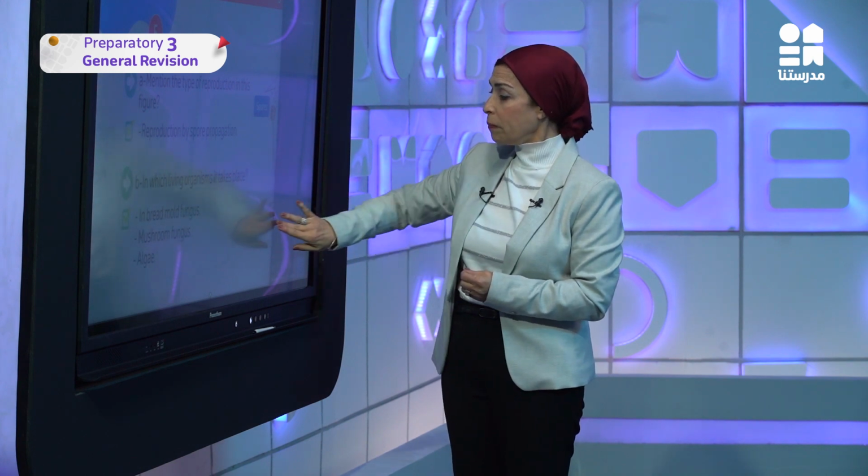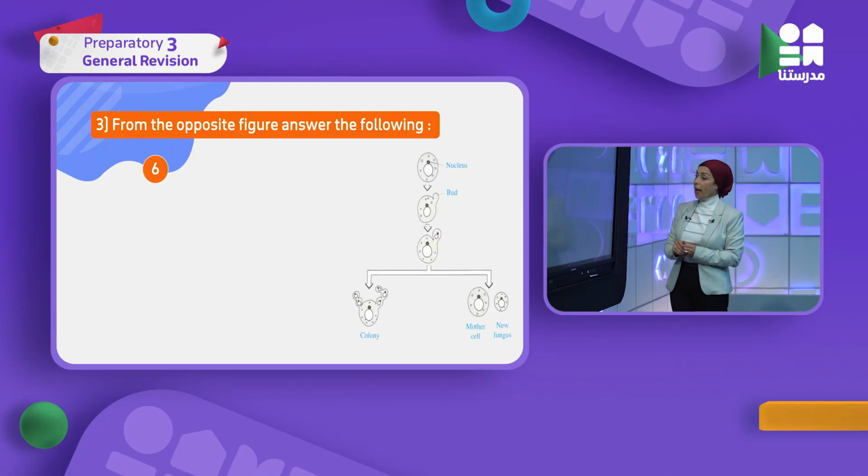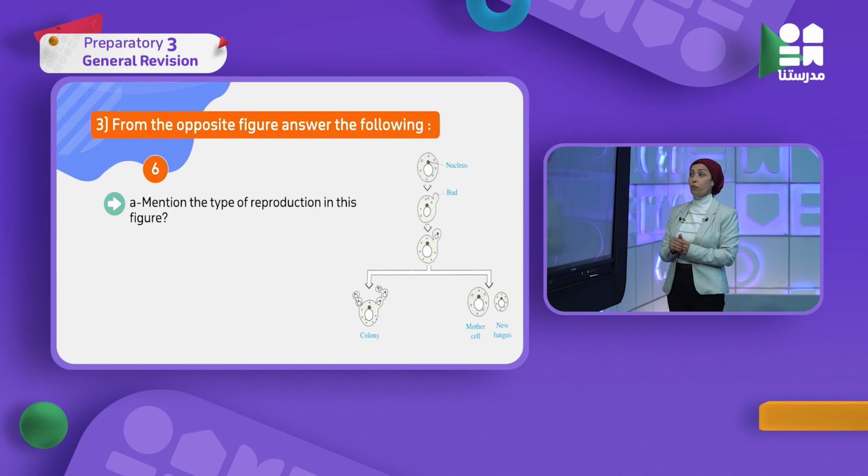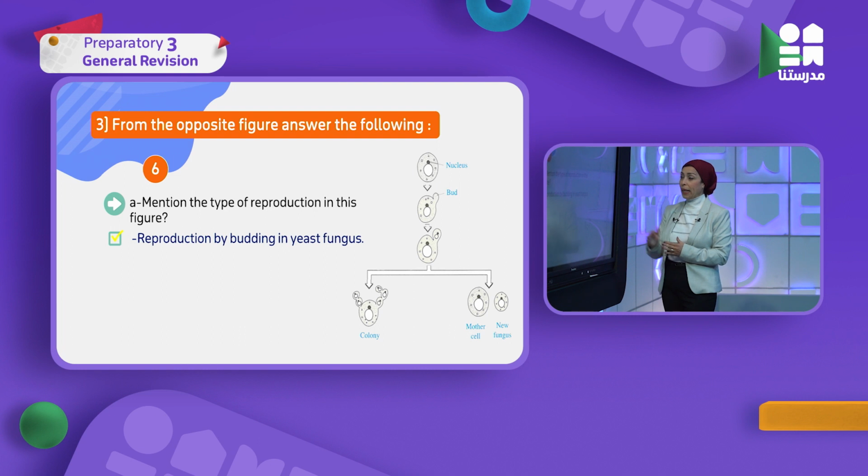Next one. Here I have another type of asexual reproduction and you're going to ask me question. Mention the type of reproduction in this figure. Of course you can see here formation of bud. So it's reproduction by budding. It happens in which living organisms?